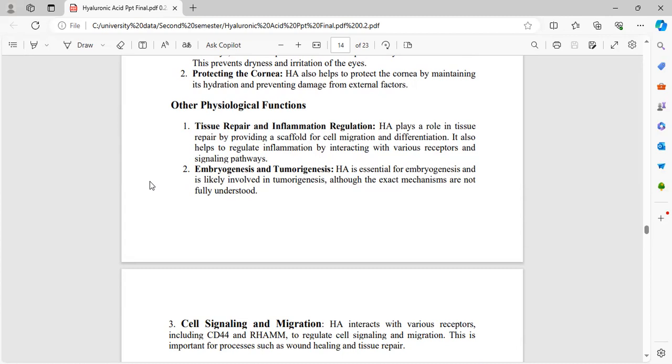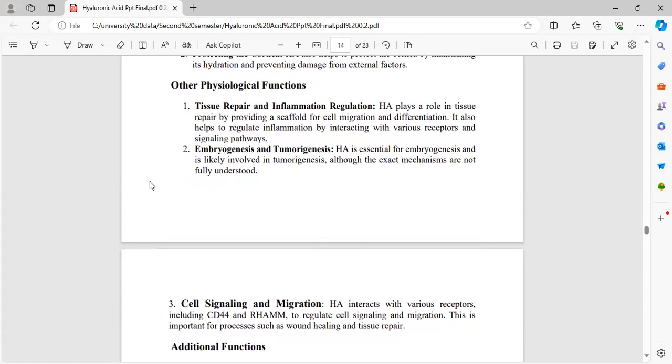It is also hard to regulate inflammation by various receptors and signaling pathways. Second one is embryogenesis and tumorigenesis. Hyaluronic acid is essential for embryogenesis and is likely involved in tumorigenesis, although the exact mechanisms are not fully understood.